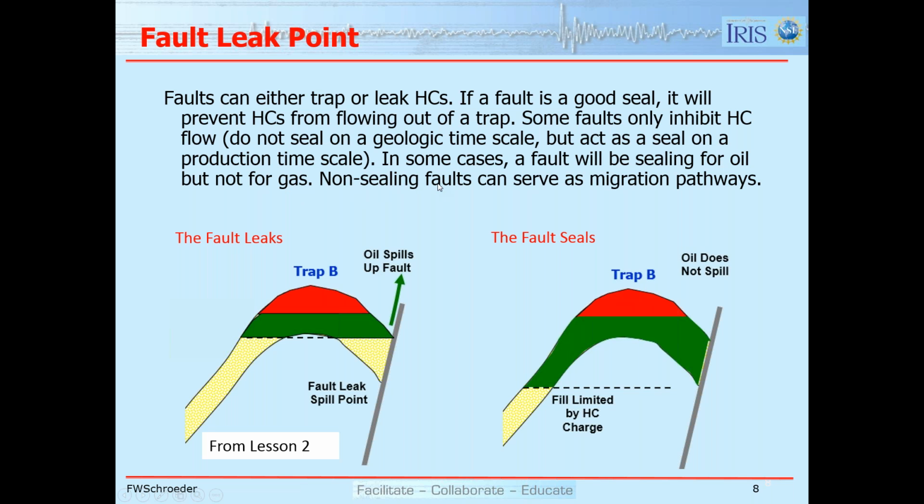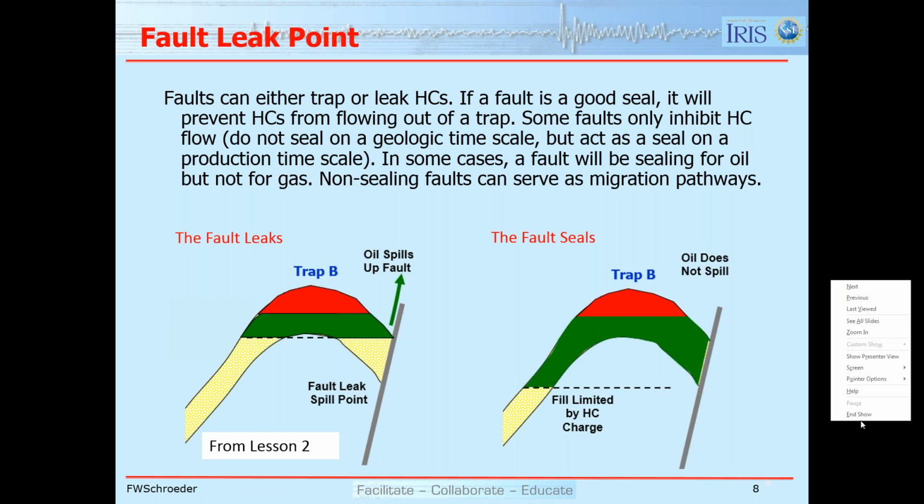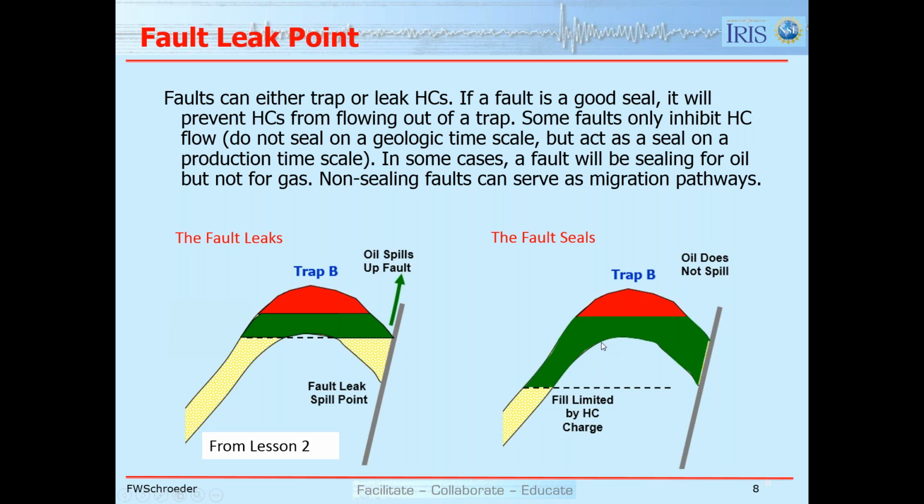If we have a non-sealing fault, that can serve as a migration pathway. So I have two diagrams here. If the fault leaks, as in the diagram on the left, we'll fill this trap B up with gas and oil, and this will be the leak point where the hydrocarbons will be able to move up the fault and continue until it escapes up the migration route.